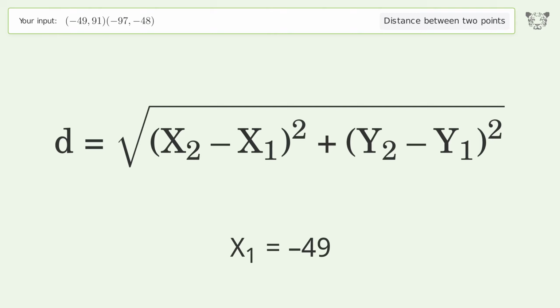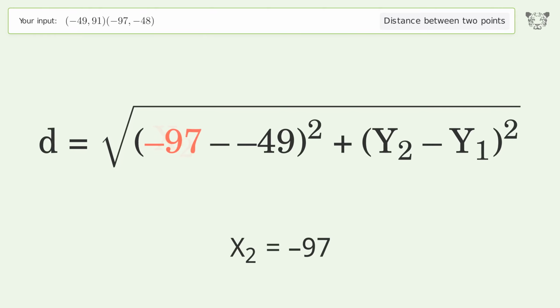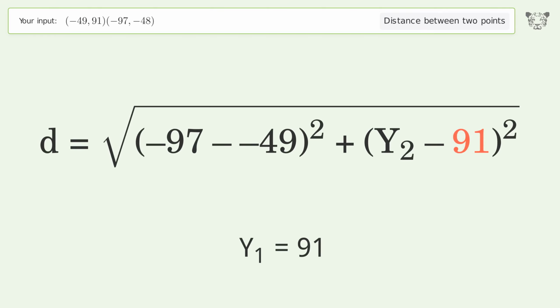x1 equals -49. x2 equals -97. y1 equals 91. y2 equals -48.